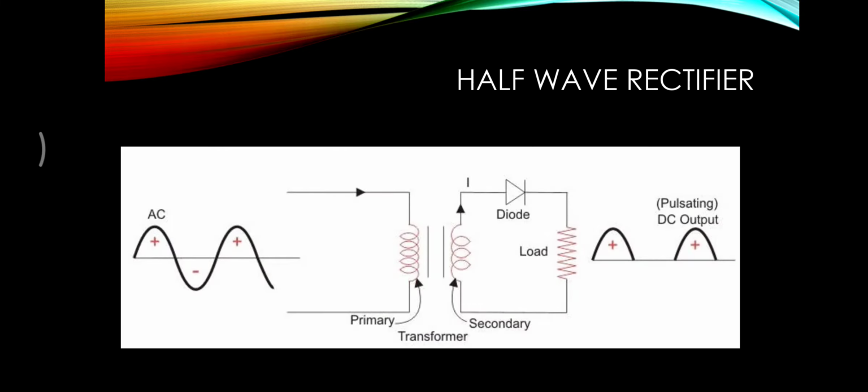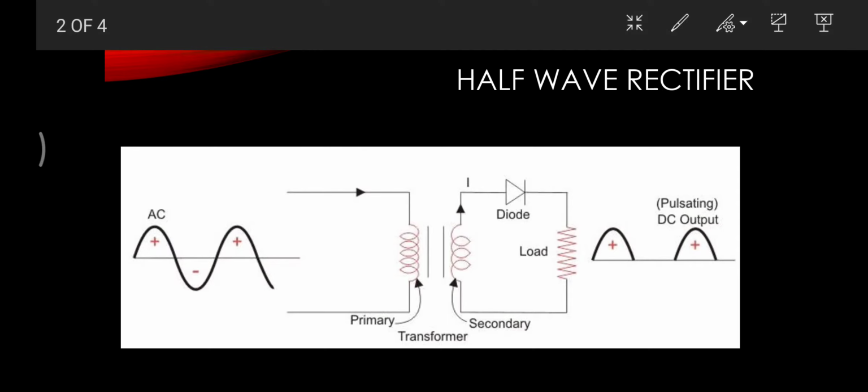There are majorly two types of rectifier: half wave rectifier and full wave rectifier. And the full wave rectifier even has two types: a full wave rectifier and a bridge rectifier. So let's start with a half wave rectifier. The half wave rectifier contains only one diode with it.